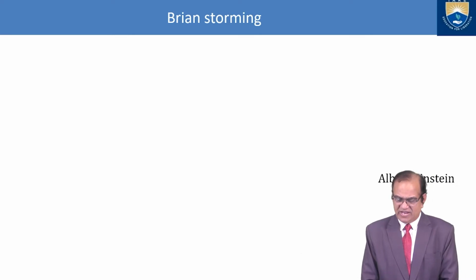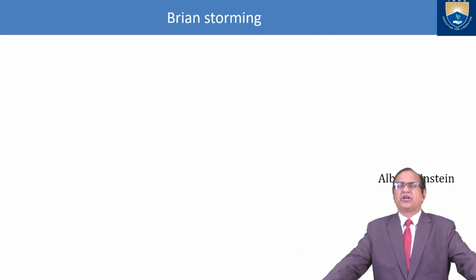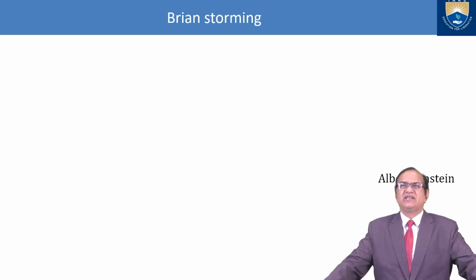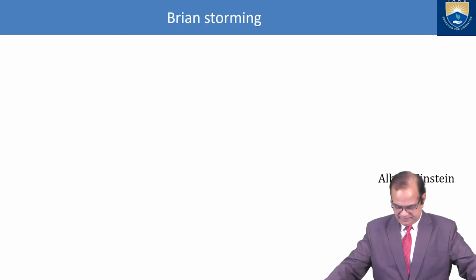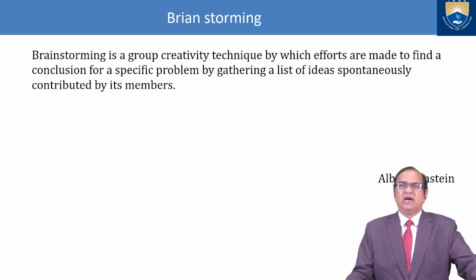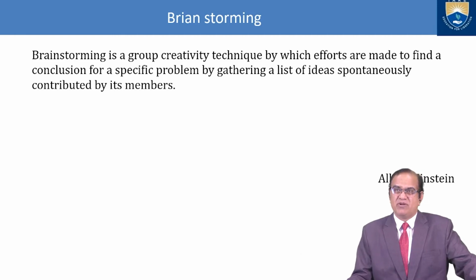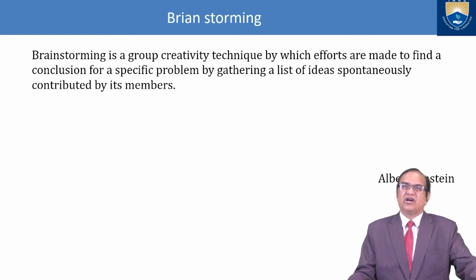Now we have to start a very important, the third component. It is brainstorming, and it is one of the very important topics I have taken as very challenging, for each and every student and other learners to understand what is the meaning of brainstorming. It is very essential to understand. So brainstorming is a group activity, a group creativity technique by which efforts are made to find a conclusion for a specific problem by gathering a list of ideas spontaneously contributed by its members.